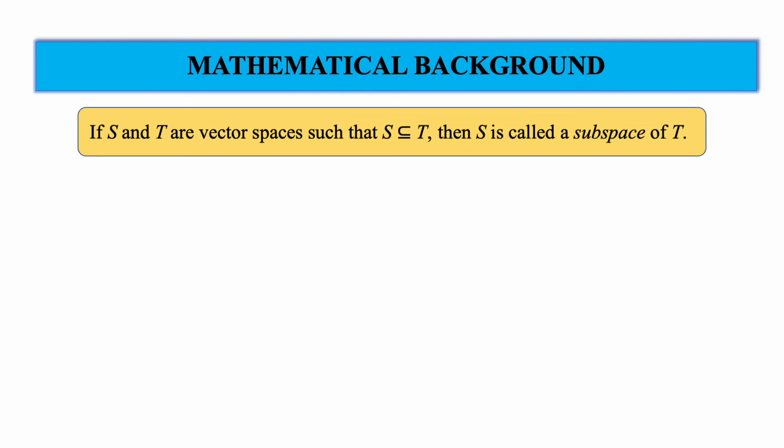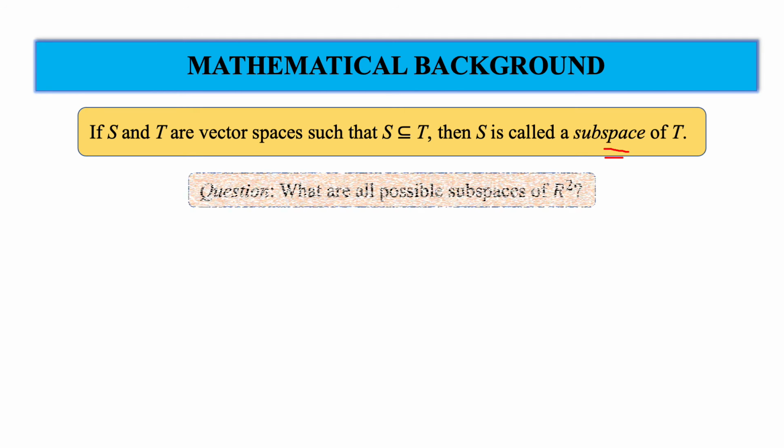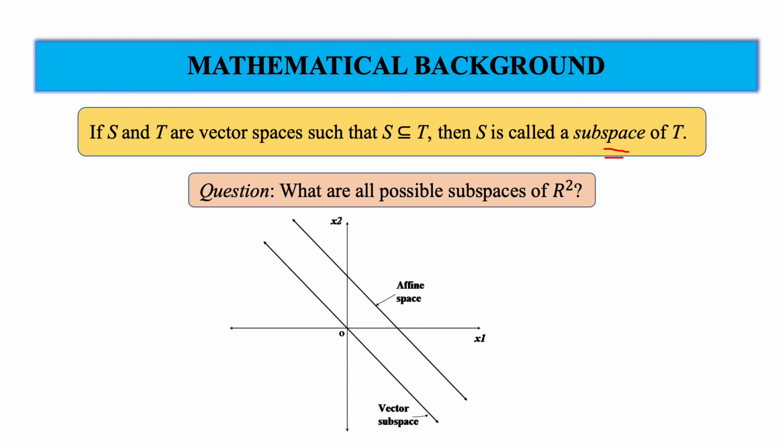Now if S and T are vector spaces such that S is a subset of T, then S is called a subspace of T. So here is one question: what are the possible subspaces of R square? The origin is a subspace of R square. R square itself is a subspace of R square. And then we have the set of lines which pass through the origin. This is one line which passes through the origin, that is a vector space, which is a subspace of R square.